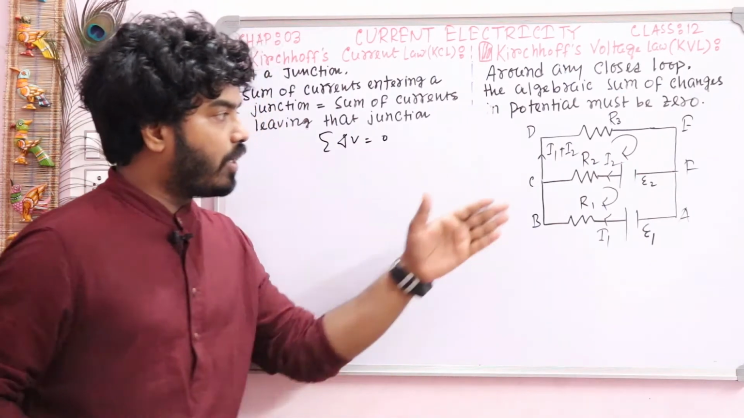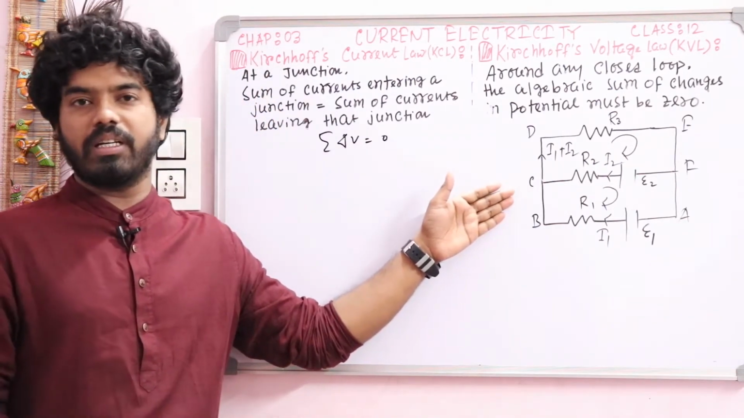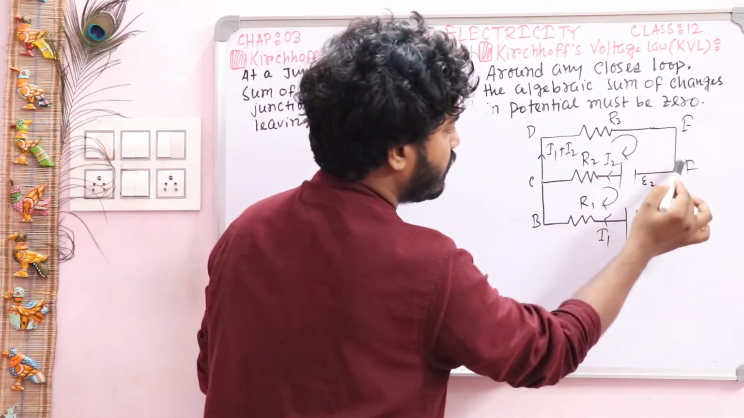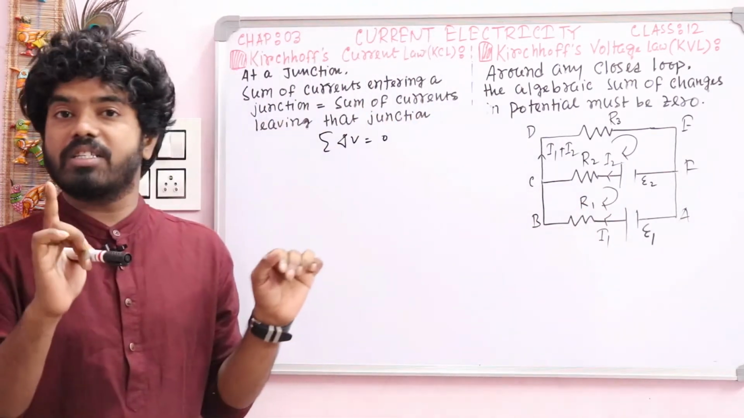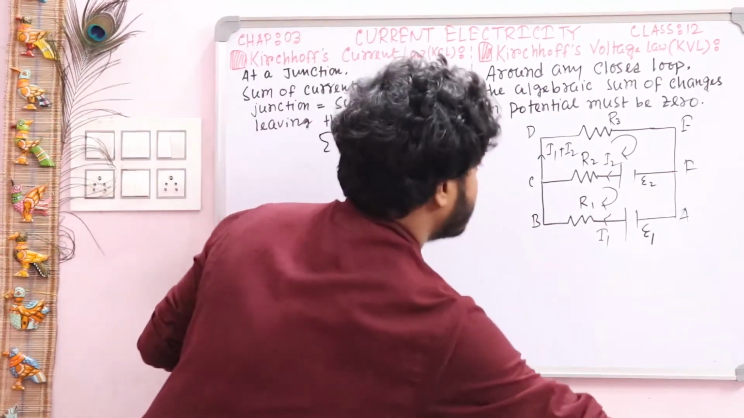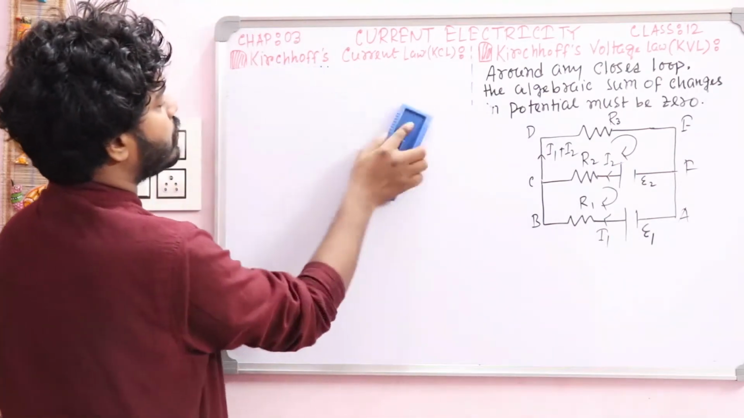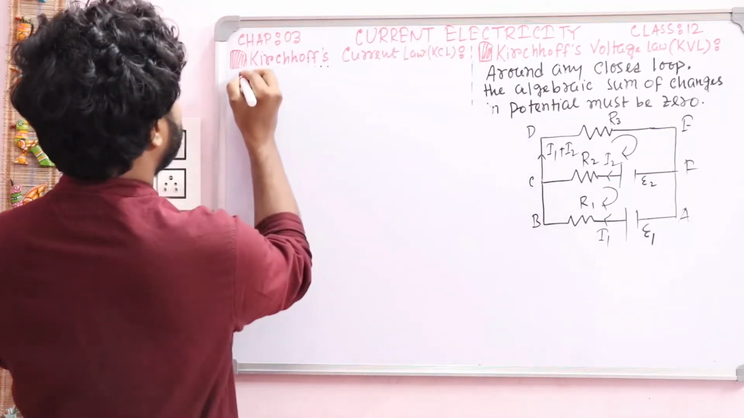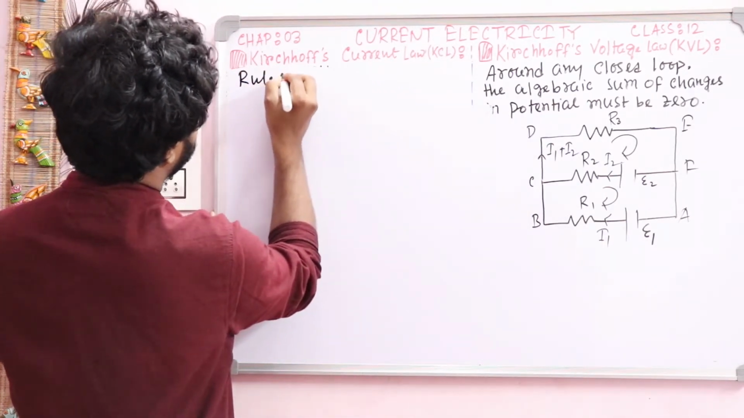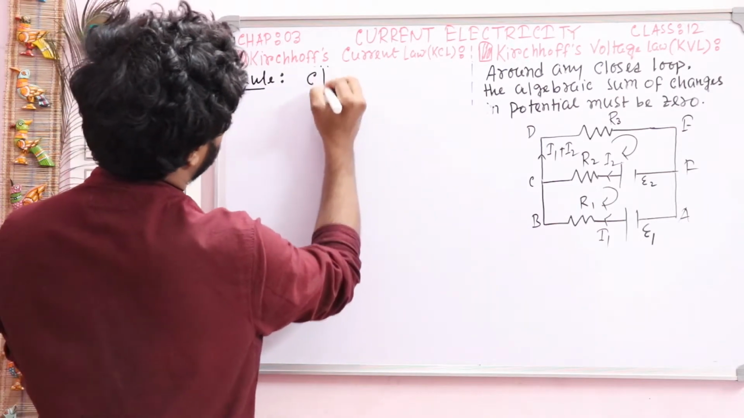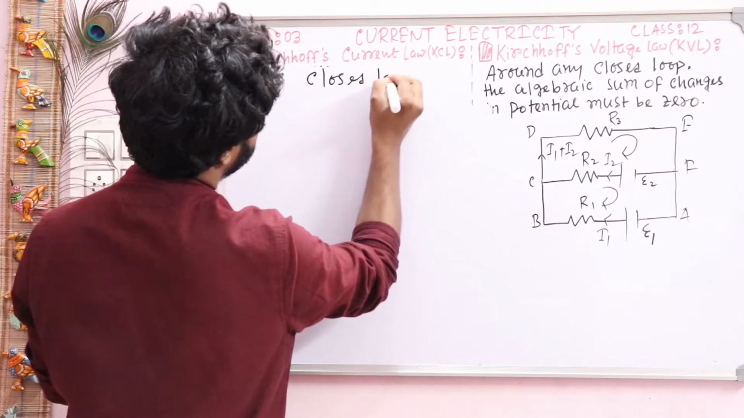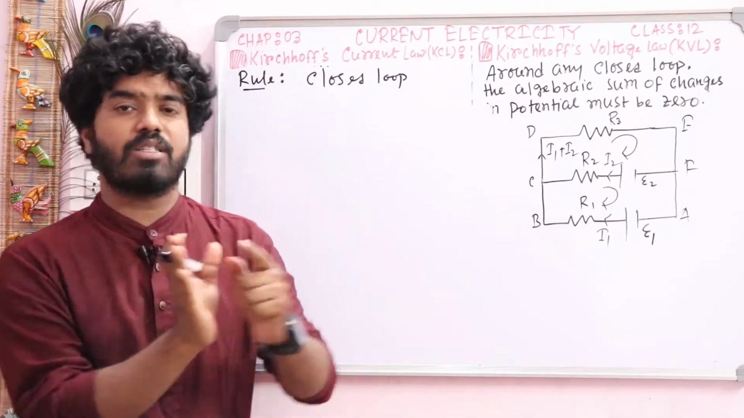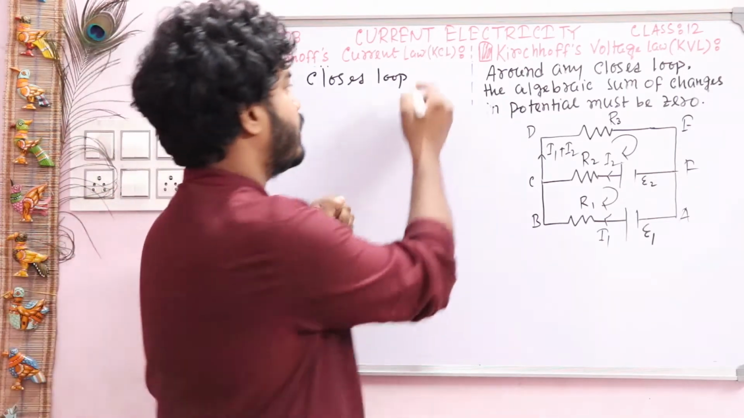Now to solve this circuit, at first you have to consider the loop. Here this one is one loop, C D E F C, and this loop must be closed. So let us write down some rules for solving the second law, Kirchhoff's voltage law. Rule number 1: we have to consider a closed loop. You may consider 2 loops, 3 loops, but the loops must be closed.